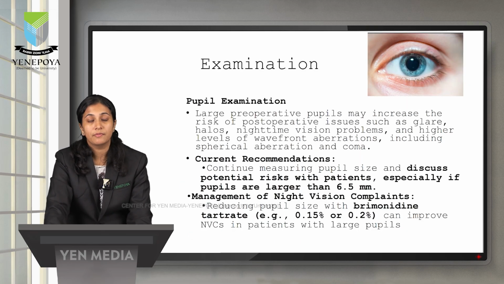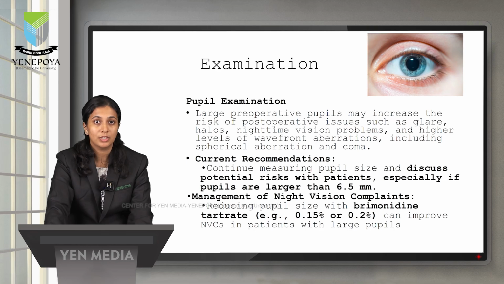Pupil examination is a very important part because people who have large pupils might have post-operative halos, glare and increased wavefront aberration. So now the current recommendation is to always discuss with the patient about the potential risk, especially if the pupil diameter is more than 6.5 millimeter. After the procedure, you should always start the patient on brimonidine tartrate 0.5% lifelong.